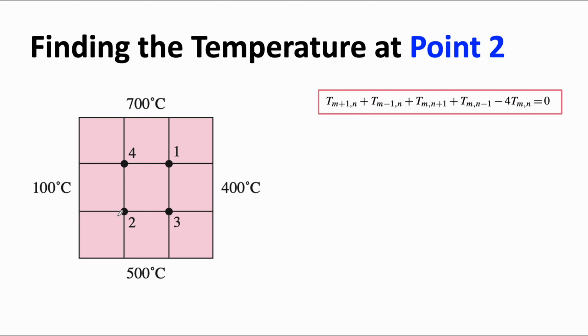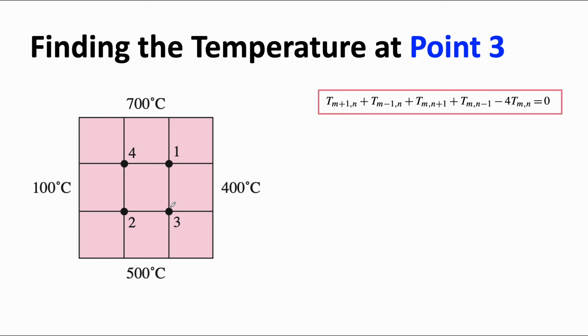All right, so moving on to point 2. Point 2 is right here. I'll speed up since I think you understand how this works now. So Tm plus 1 n, we're going to the right, so that's T3. Plus Tm minus 1 n, going to the left, so that's plus 100. Check. Tm n plus 1, moving to the top, so that's T4. And now we're moving to the bottom, so it's Tm n minus 1, going down, plus 500, minus 4 T2, because remember, this is our origin point. Equals 0. So that is our temperature equation for point 2.